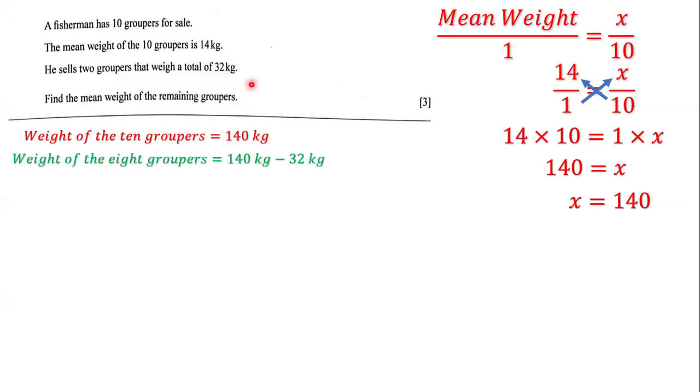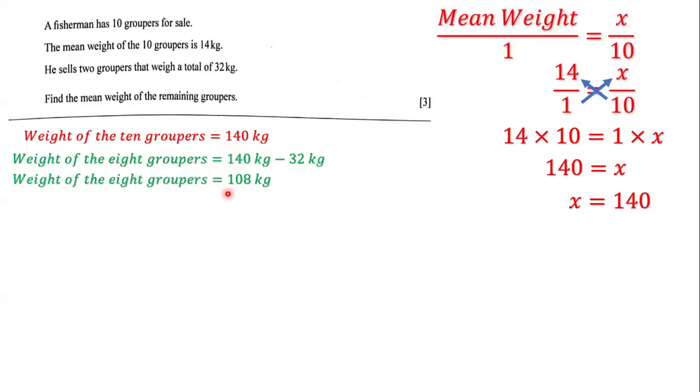So if we want to figure out the sum of the weights of the 8 groupers that are left, we're going to take 140 and subtract 32, because 32 is the weight of the 2 groupers that were sold. And so we have 140 minus 32, which gives us 108. That means the sum of the weights of the remaining 8 groupers is 108 kilograms.